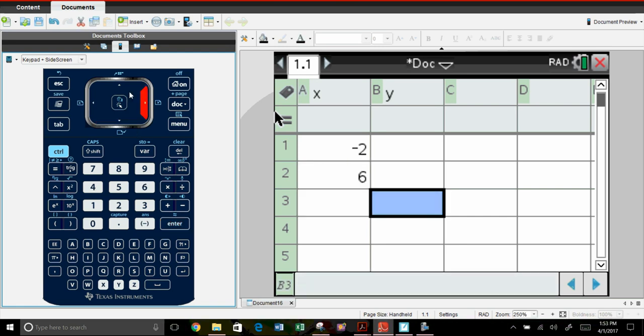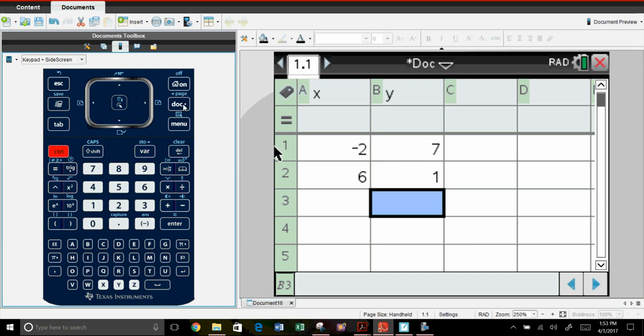Okay, now we'll go ahead and fill in our Y values. When X was -2, the Y was 7, and when X was 6, our Y was 1. Okay, so I have my equation right there. I have my 2 points right there. I'm going to do Control Doc so I can get my equation.